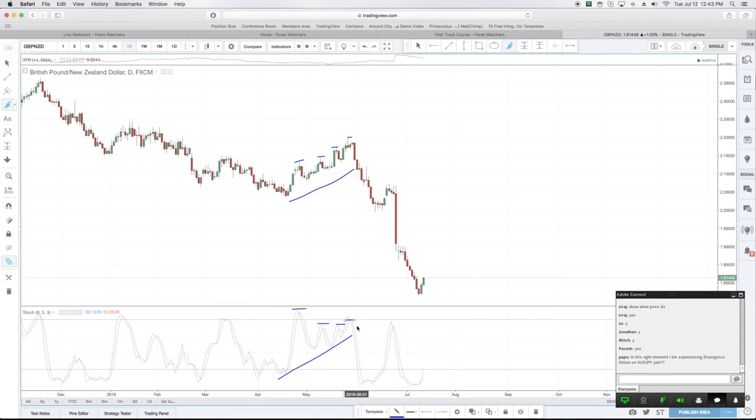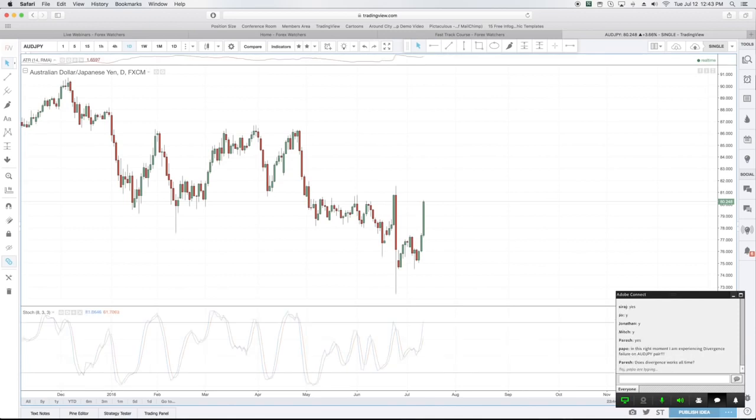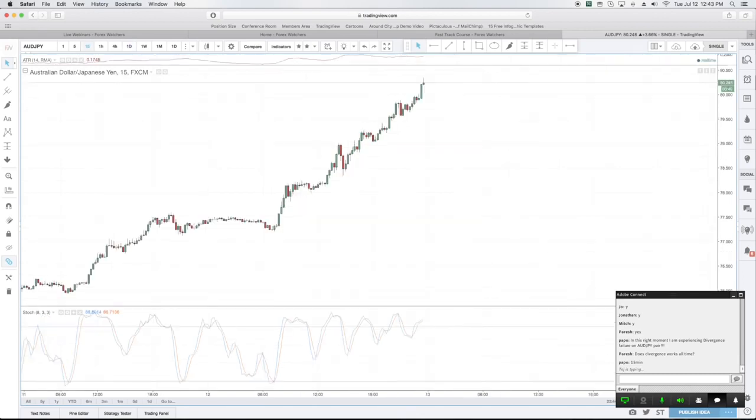Divergence failed on Aussie yen pair. Okay, let's take a look. What time frame, Papo? 15 minutes. Okay. Paresh, does divergence work all the time? No, not all the time, because here's an instance where divergence might not work, Papo. This is also the same instance here.